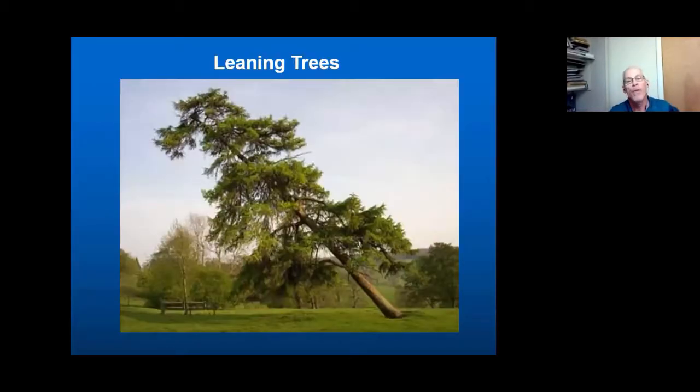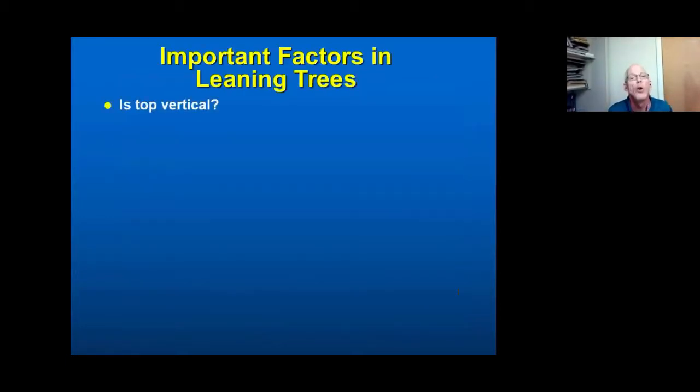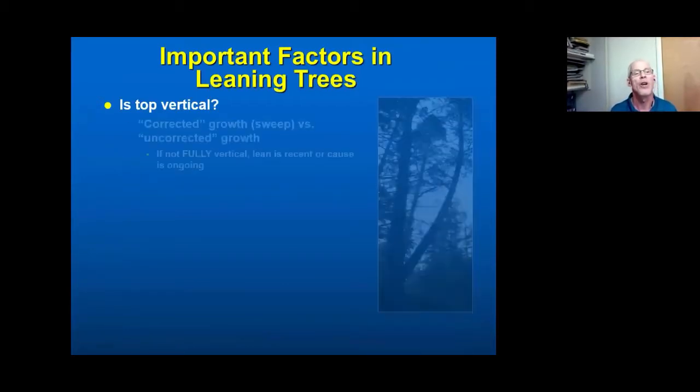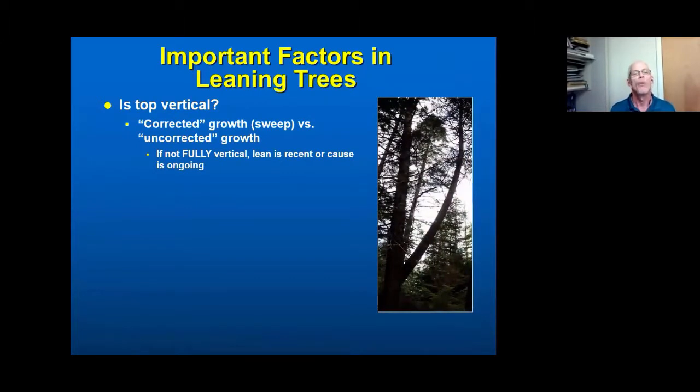Okay, so we're moving off of decay and on to leaning trees. A few important things to think about when we're talking about leaning trees. One is the top vertical. There's a process of correction that trees do when they're pushed off of vertical or something causes them to lean, and I'll talk about that process a little bit here. What we're talking about is what I call corrected growth. The old forestry term for it is sweep, basically describing the curvature or sweep in a tree. And we're comparing that to uncorrected growth.